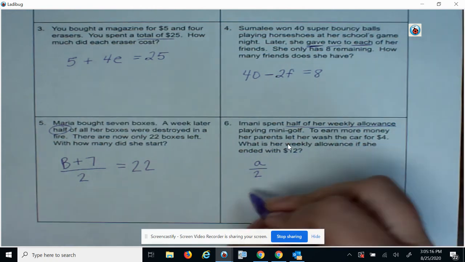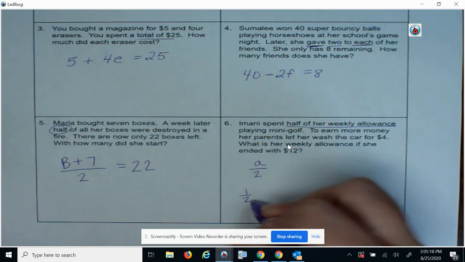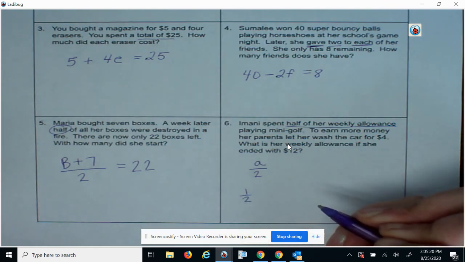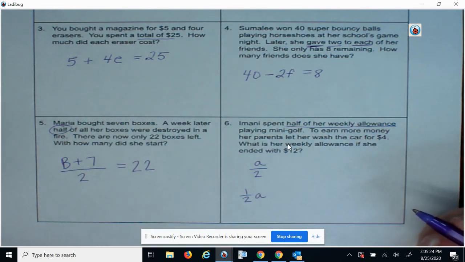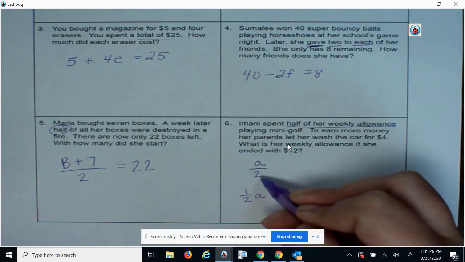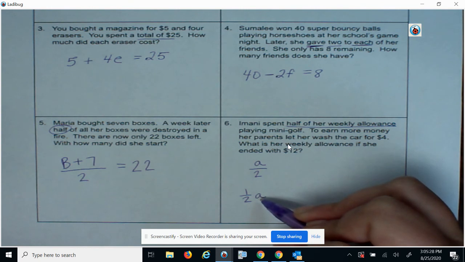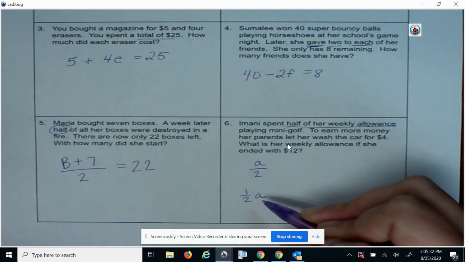Some of you may say, well, half means this, and that would be okay too. 1/2 of her allowance. A divided by 2 is the same as 1/2 A. Okay, so be careful with those fractions. They can look different too.